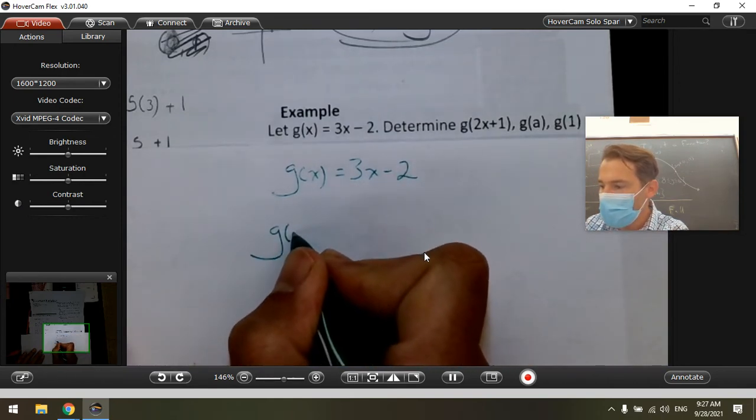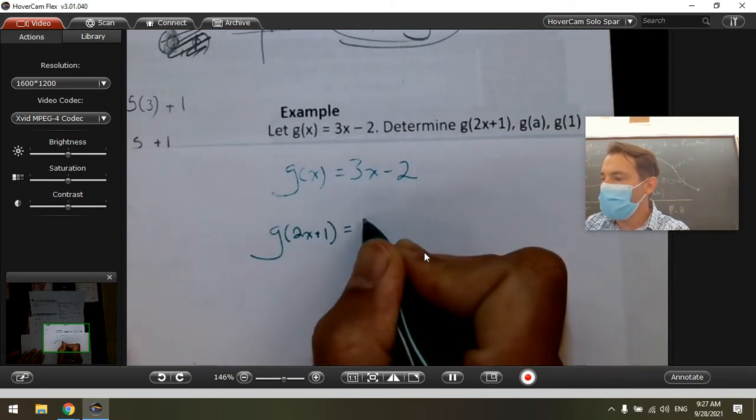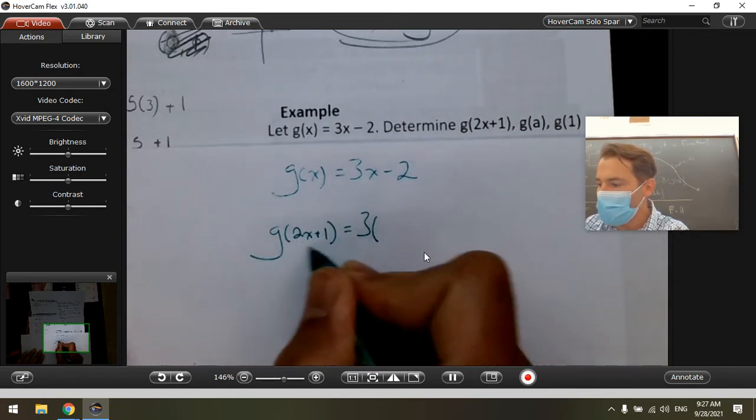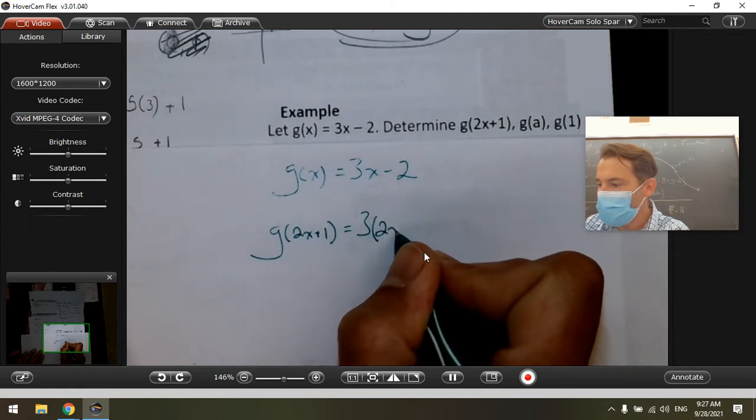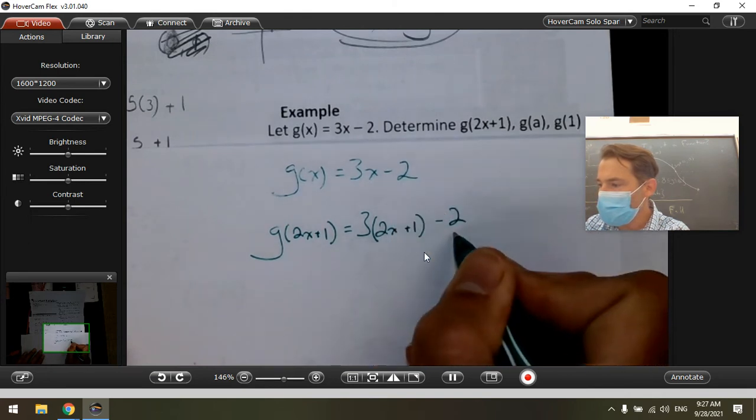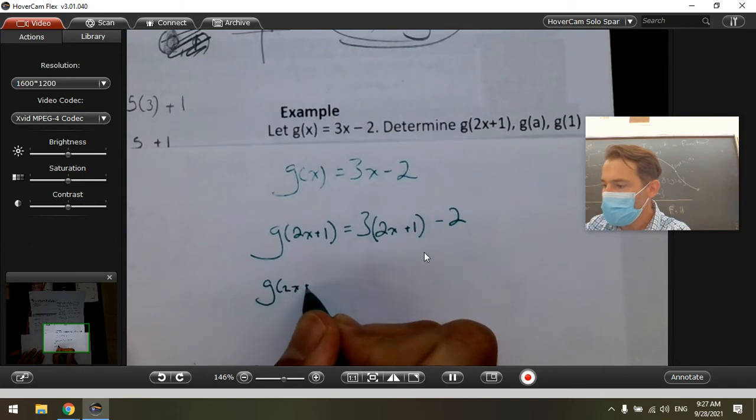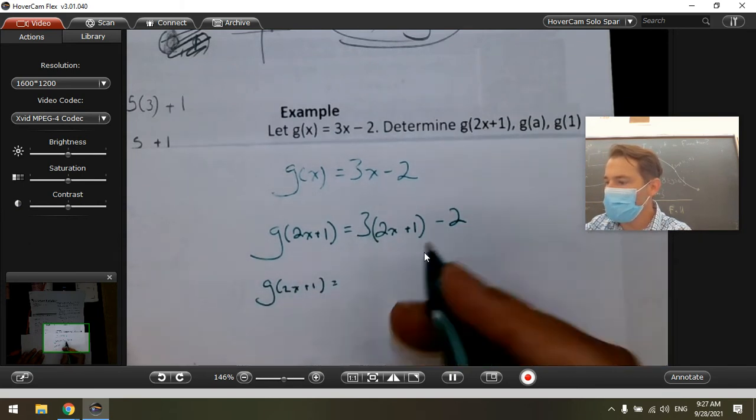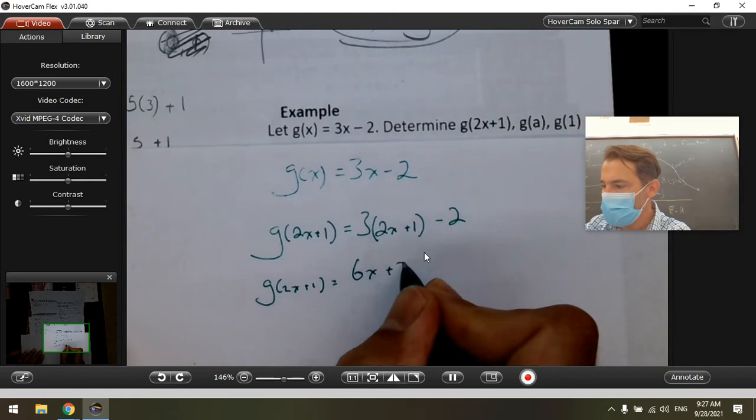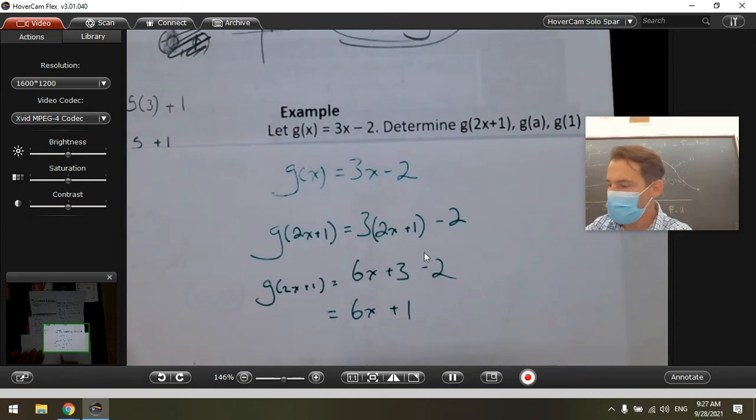So now, what's g at 2x plus 1? Well, then I would have to say 3 multiplied by my input. My input now is 2x plus 1. And then I'm going to still subtract 2 because that's over there. And then I write out again, g at 2x plus 1 is equal to, distribute this, 6x plus 3 minus 2 equals 6x plus 1. That's it. Okay? That's g at 2x plus 1.